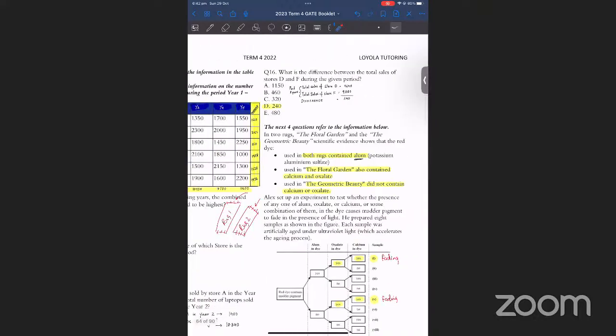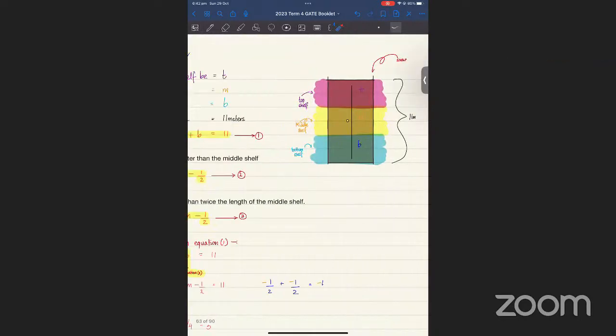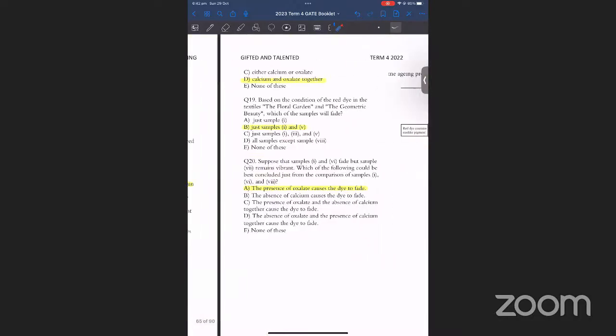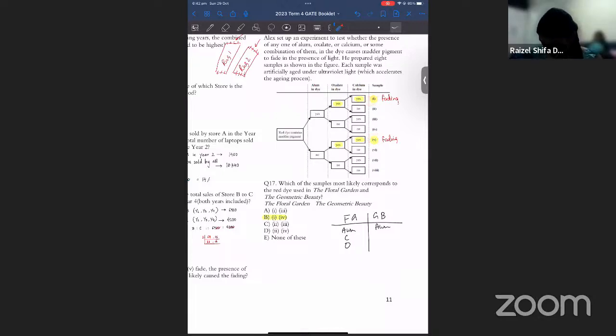Got it? Got it. Understand that. Sorry? I didn't get that. Yeah, so in the previous question, question number 18, we learned that you need both calcium and oxalate to fade. And the only samples that have both calcium and oxalate is I and V. So the answer is I and V. Okay. Yep.